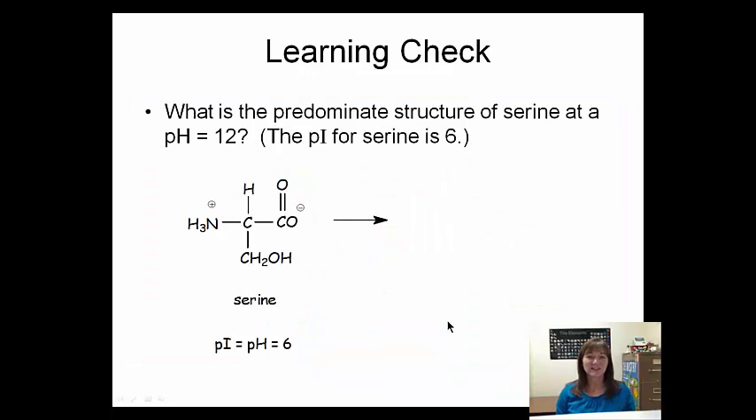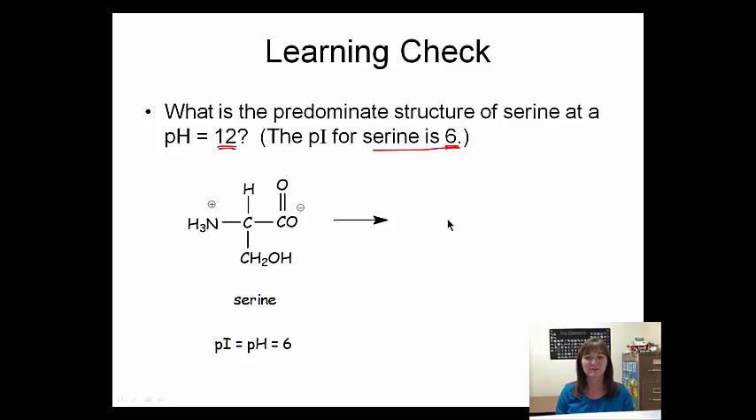So here's a learning check. What is the predominant form of serine at a pH of 12? And I have to tell you the PI. I don't expect you to memorize any of the PIs. So I'm telling you that serine's PI is 6. And I want you to draw out the structure of serine when I put this zwitterion in a solution that has a pH of 12.